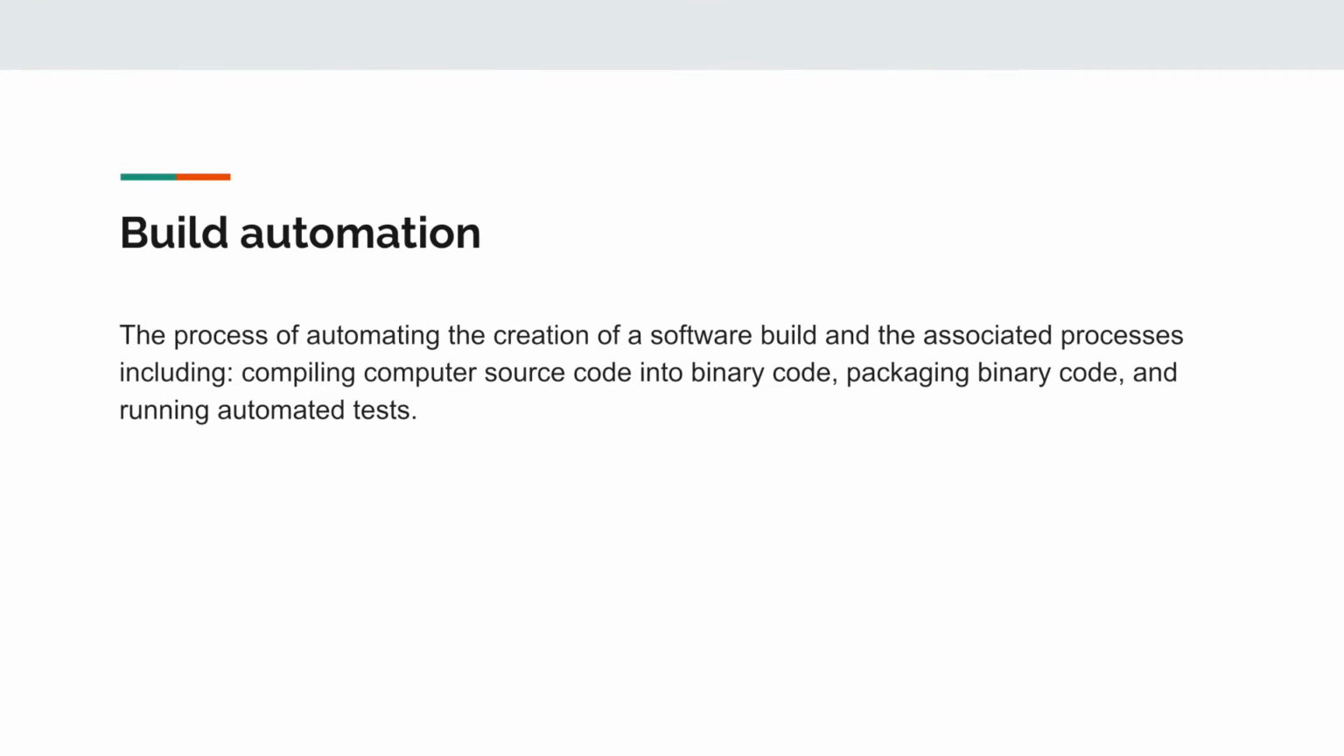Build automation is the process of automating the creation of a software build and the associated processes, including compiling computer source code into binary code, packaging binary code, and running automated tests.